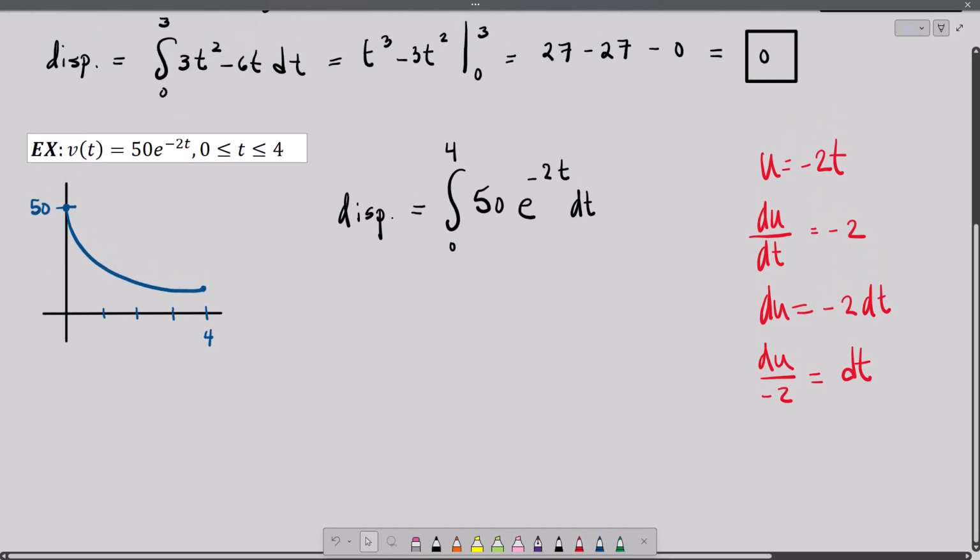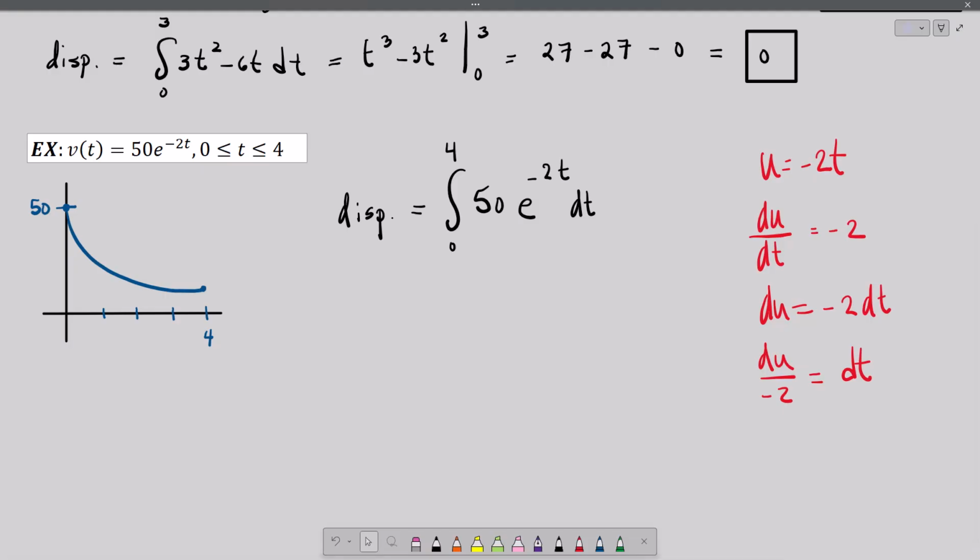Our goal is to turn all the t's into u's. You can't have a mismatch of variables in there. You can't have a t and a u, so you have to have everything matching. So we come back over here. We can factor out the 50 right away if we want, or we can be patient and wait. It does not matter. It's your choice, really. This is going to be e to the u, because u is negative 2t. And then the dt part gets replaced with du divided by negative 2. You can write it in here for a moment if you want, but you know it's going to come to the front. You could just write it in the front right away. You'll learn efficiencies as we go.